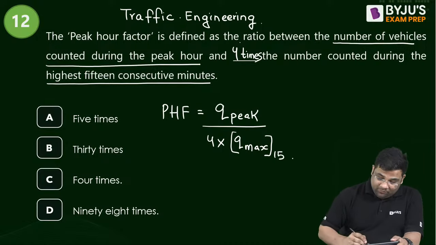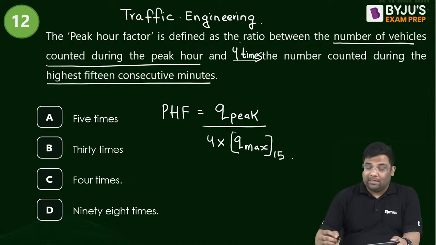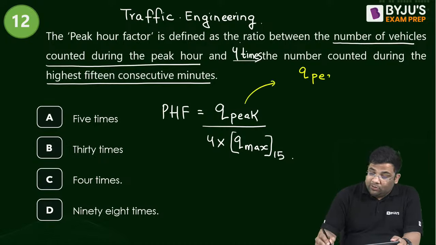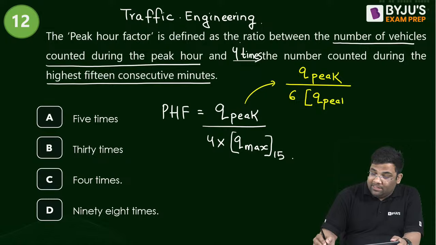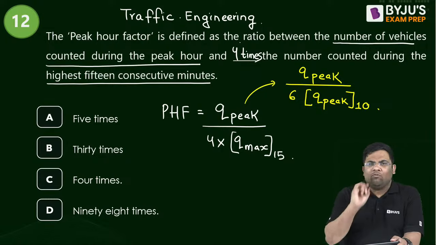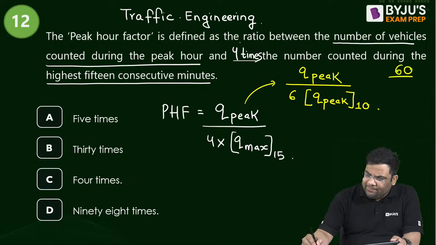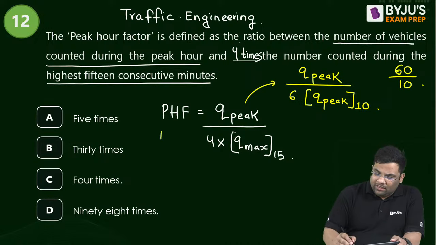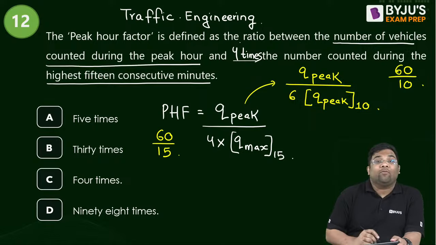Now, this can take other forms also. If you are taking the highest 10-minute consecutive interval, this will become 6, whereas here it was given 15 minutes, so it becomes 4. How are we getting this 6? In 1 hour, 60 minutes, 60 by 10. Here it is 60 by 15, because you're taking a 15 minute interval.